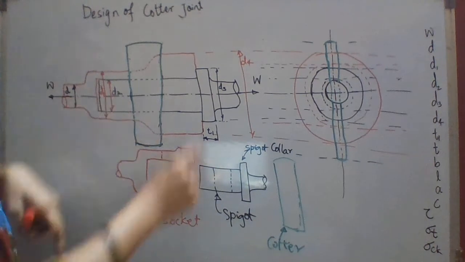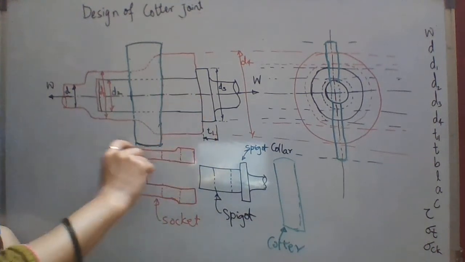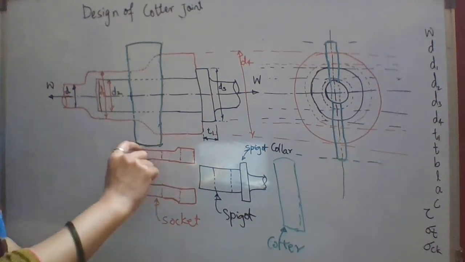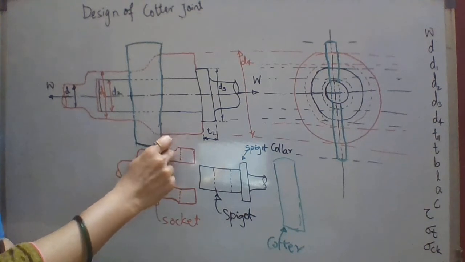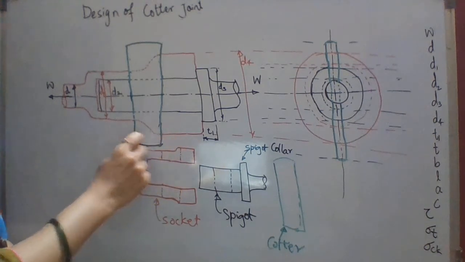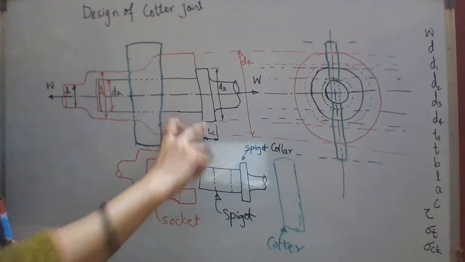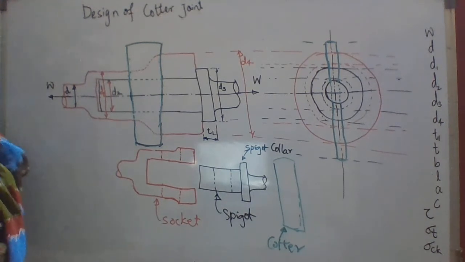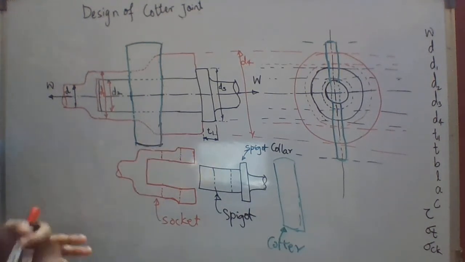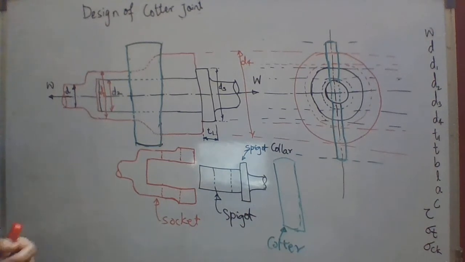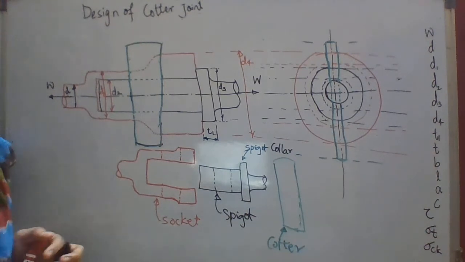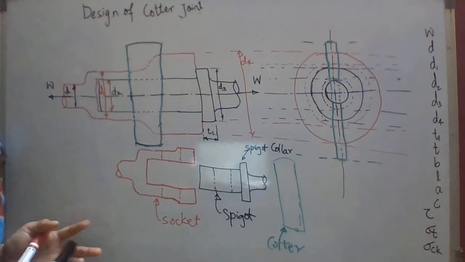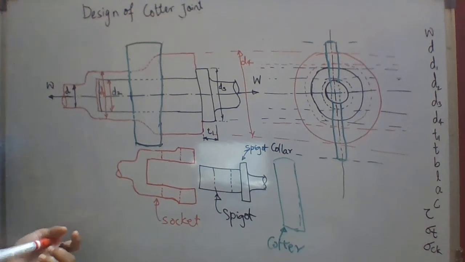Actually, we don't make the socket with the same cross sectional area. Simply we are pressing this area over here. So this outer diameter of the socket is D4. So D1, D2, D3, D4 all have empirical relations between them. We'll see those relations afterwards. T1 is the thickness of the spigot collar.